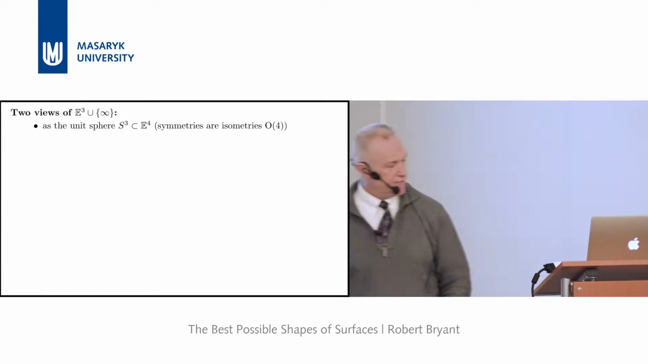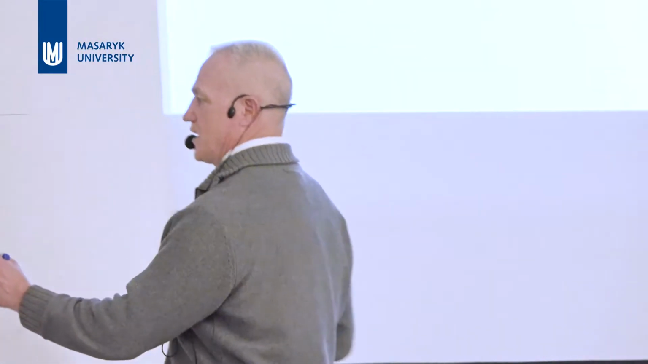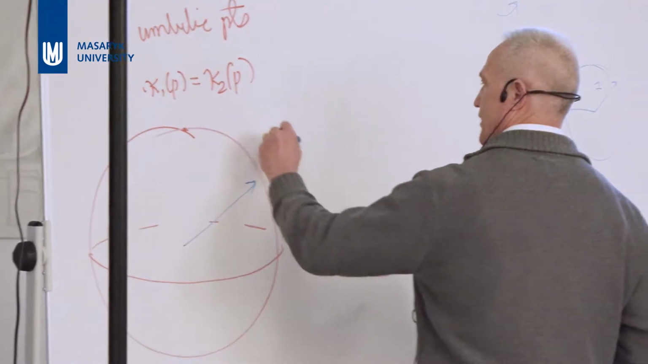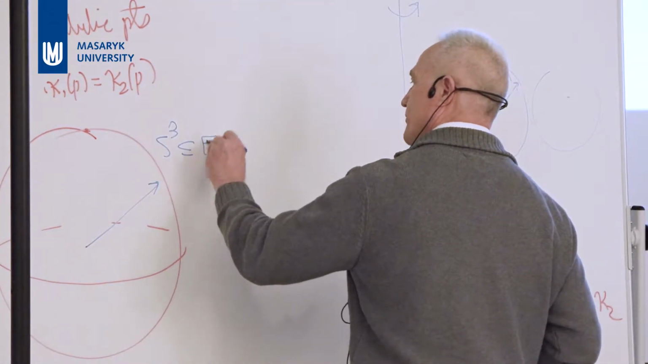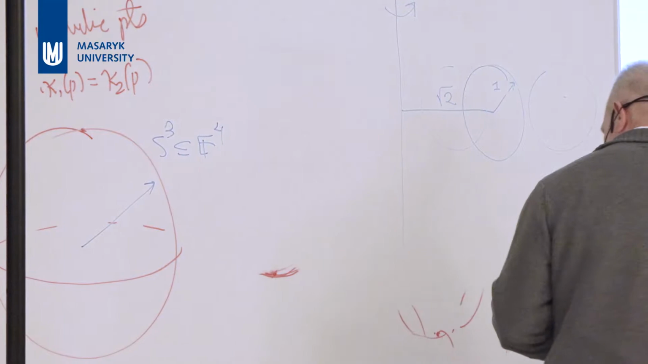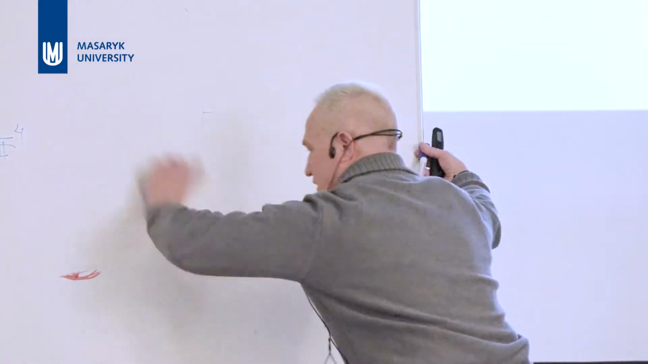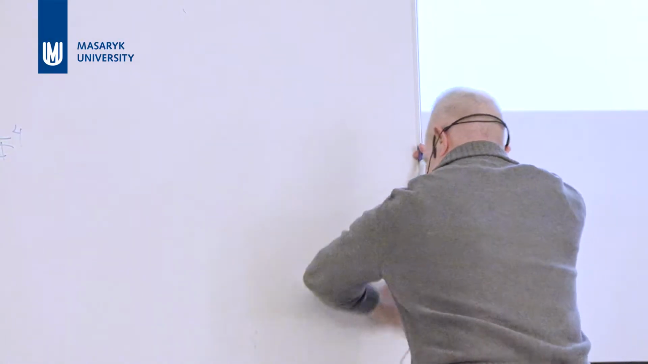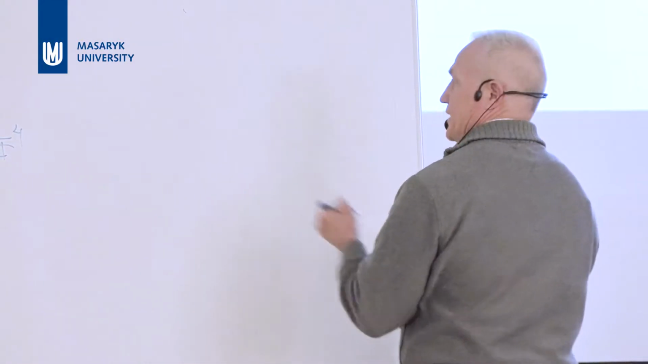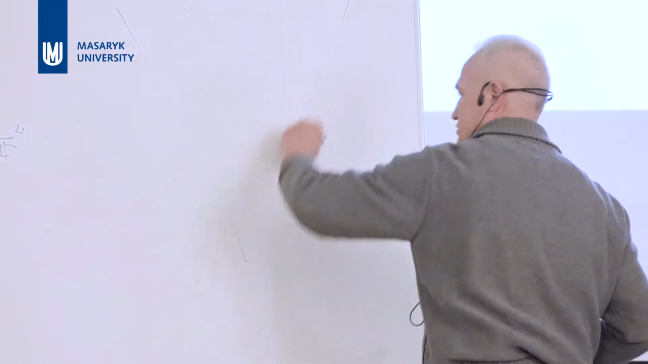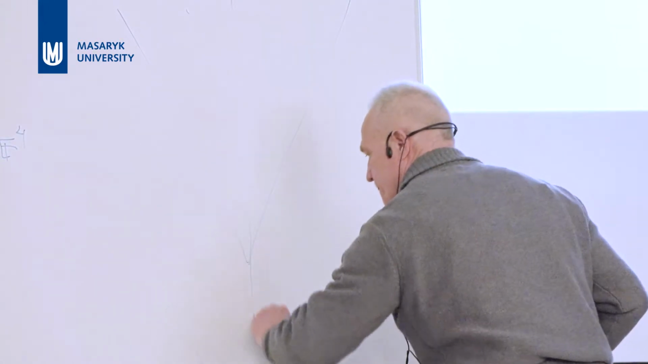And in fact, there's another picture. Rather than thinking of it as a three-sphere S3 sitting in E4, you can also think of it as the set of null light rays in a Lorentzian 5-space, sorry.